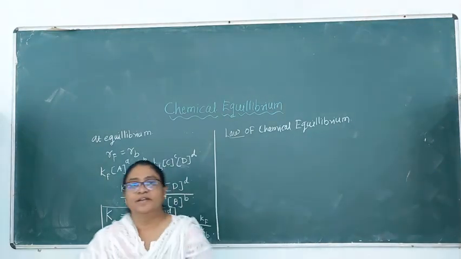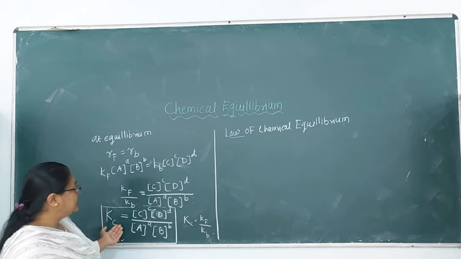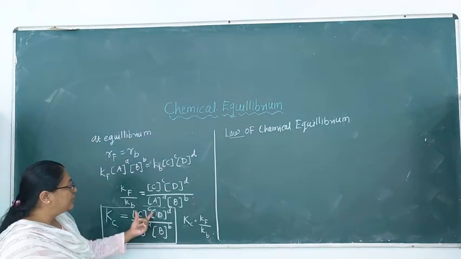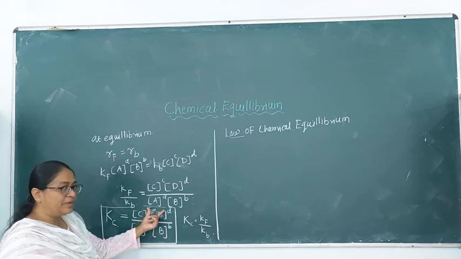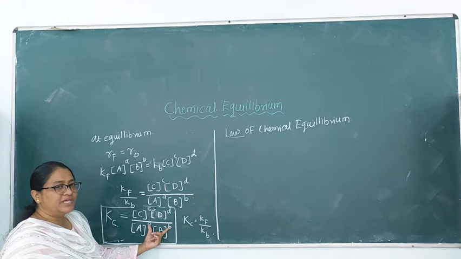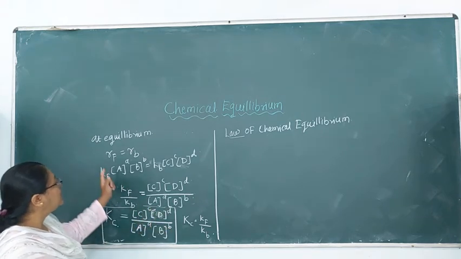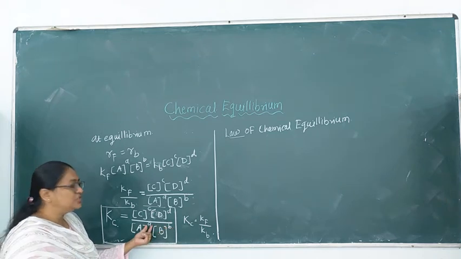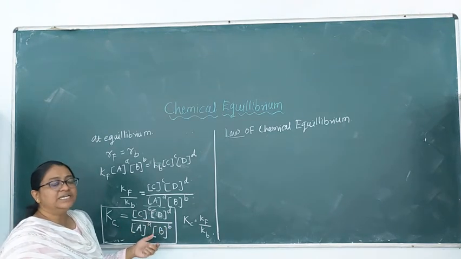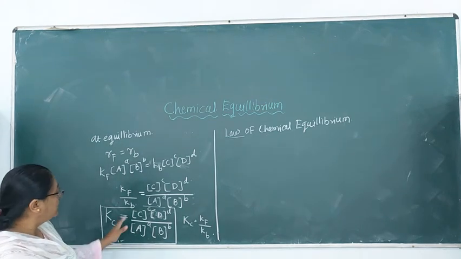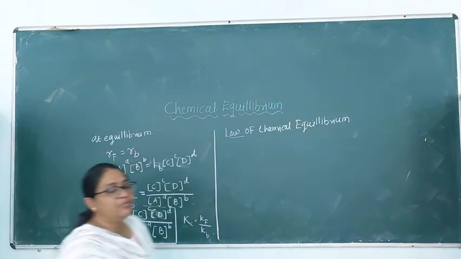So we had come to this equation: the equilibrium constant is equal to the product of the product concentrations raised to their proper powers, divided by the reactant concentrations raised to their proper powers. These powers correspond to the number of molecules present in a stoichiometrically balanced chemical equation.